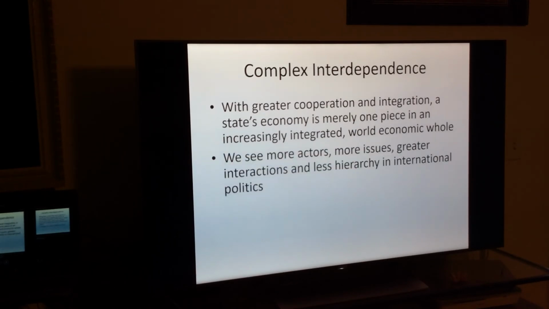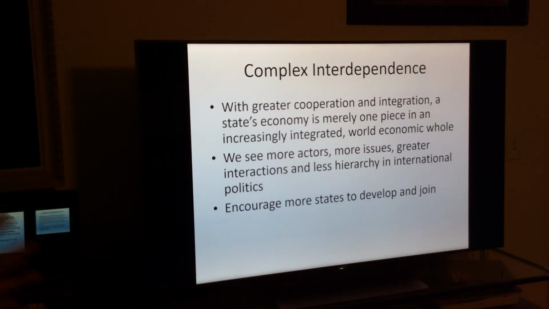With more actors, more issues, greater interactions, and less hierarchy in international politics, which we are seeing today, interdependence theory encourages more states to develop and join. We want more countries to become economically viable so that they can join, and then we all become more interdependent.